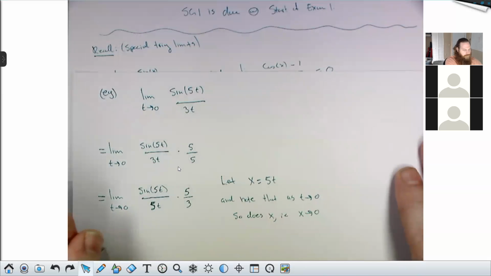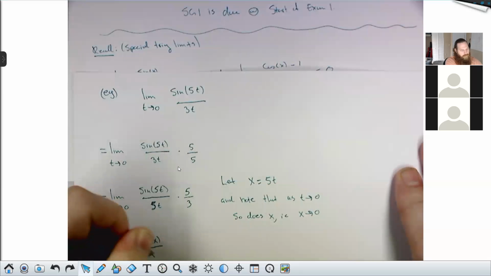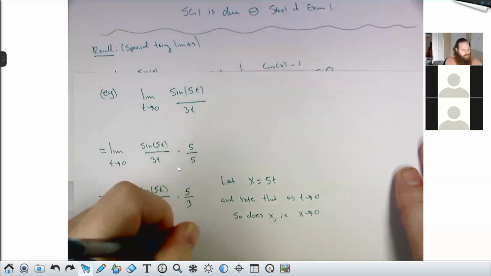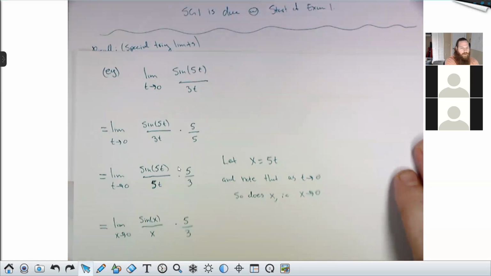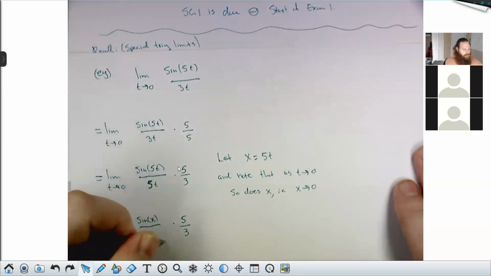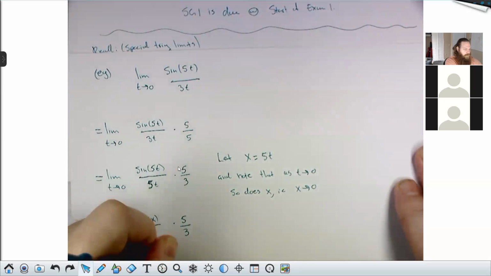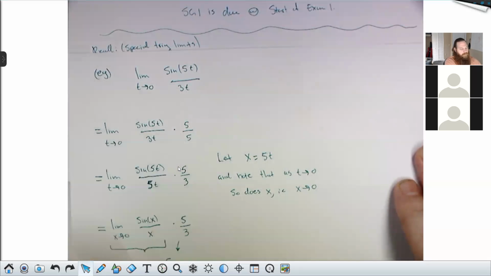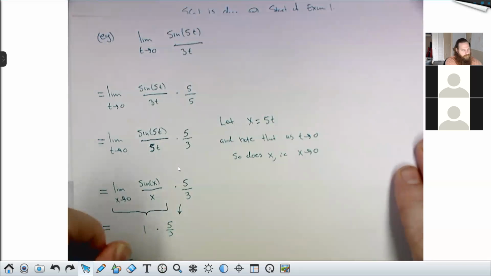So this limit as t goes to 0, sine 5t over 5t can be rewritten as the limit as x goes to 0 of sine x over x. And then the 5/3 here is still just hanging out. And the limit as x goes to 0, sine x over x, that's 1. So this whole piece right here is 1. So I get 1 times 5/3. And 1 times 5/3 on a good day, that's 5/3.